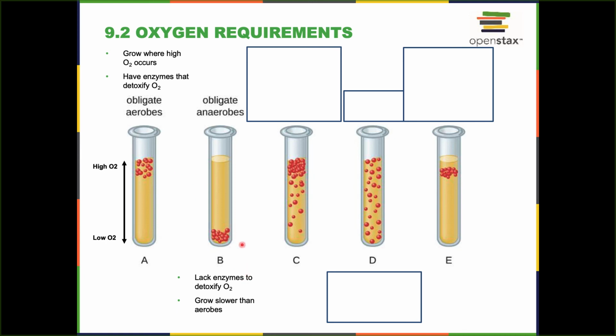Generally, they're going to grow a little bit slower than aerobes because they're doing anaerobic respiration, which we learned produces a little bit less ATP. But they still do respiration.